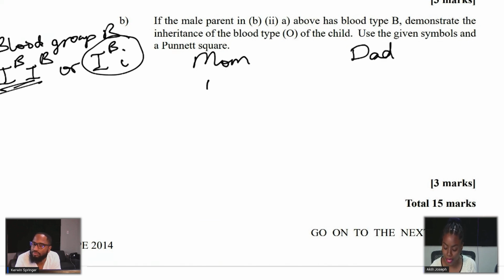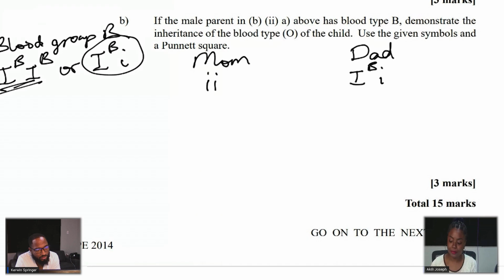We know mom has to be ii because they told us that that's the only way mommy can be blood type O. And daddy, if there's a possibility he's the father of the child, then he would be I^B i. Got it? Yeah.